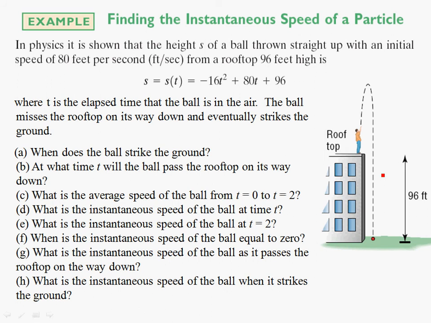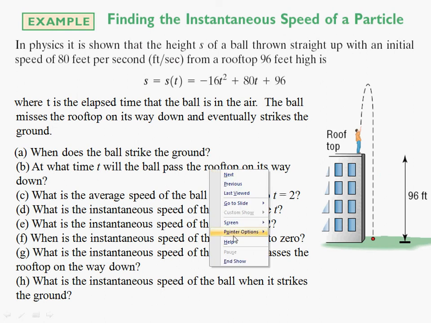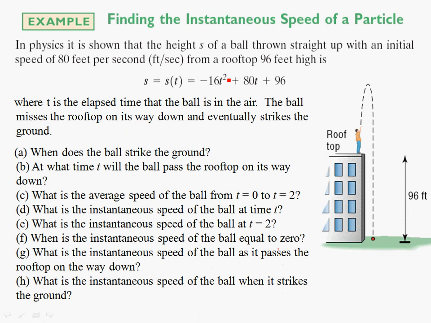How would that look in a problem like this? We've done this problem many times in parts. We haven't really done d through h, that's the new stuff, but a, b, and c we should have no problem answering. So the height of the ball: initial speed is 80 feet per second, and the rooftop is 96 feet high. Hopefully you can see the initial velocity here and the height of the rooftop right there. Those are the two numbers.